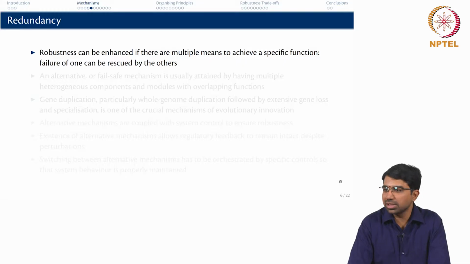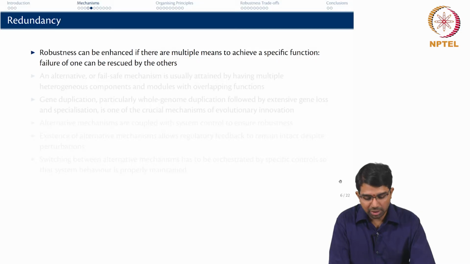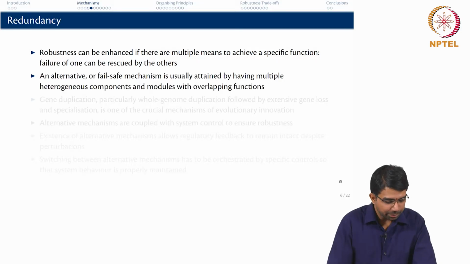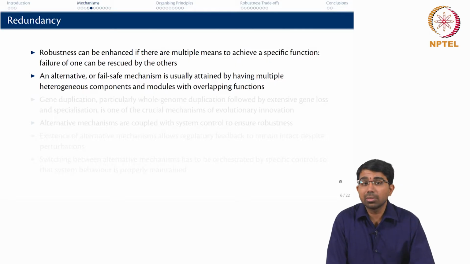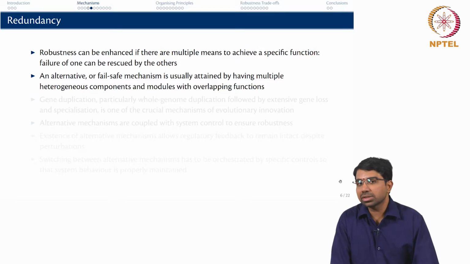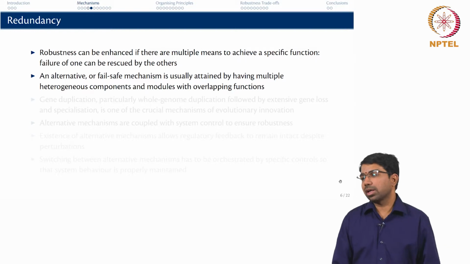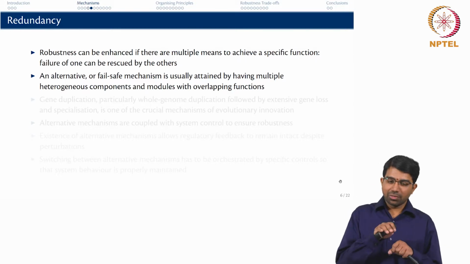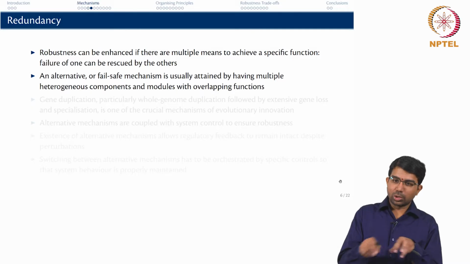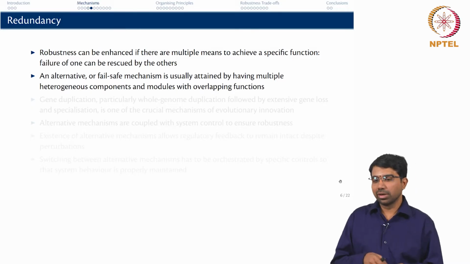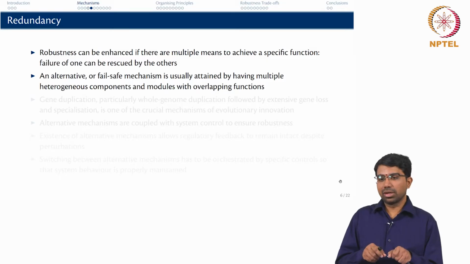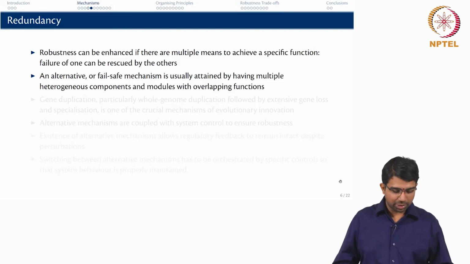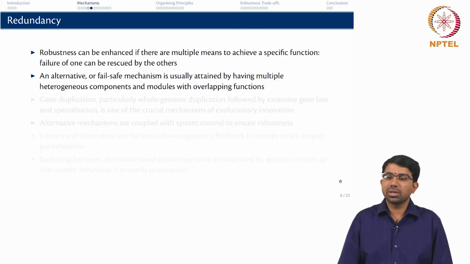So, failure of one gene or one enzyme can be rescued by some other substituting enzyme or gene. An alternative or fail safe mechanism is usually attained by having multiple heterogeneous components and modules with overlapping functions. So, you have module 1 and 2, maybe module 2 and 3 can take over together for 1 and 2, right, or maybe 2, 3 and 4 will do the same job as 1 and 2, right.